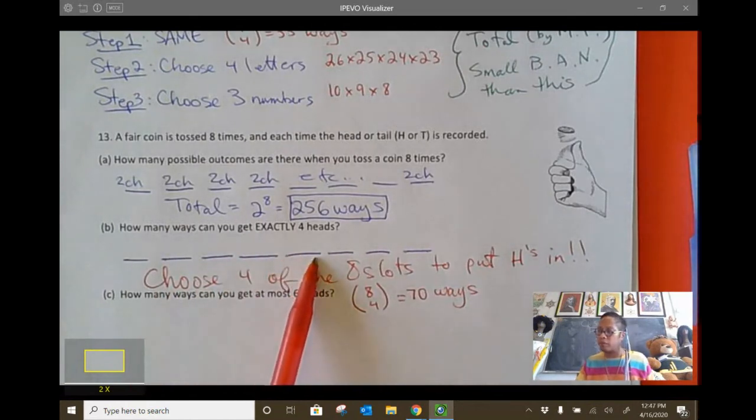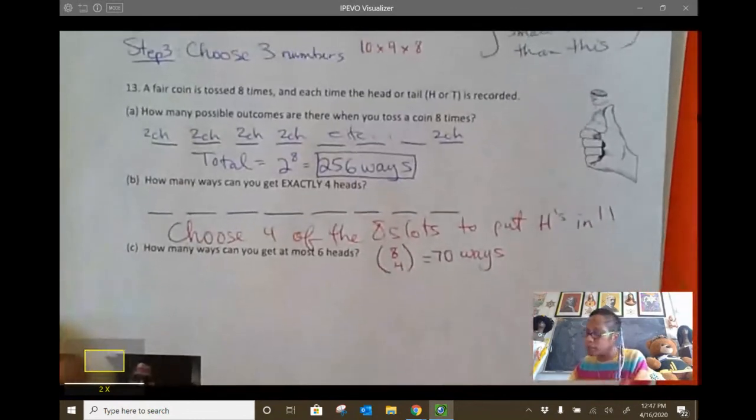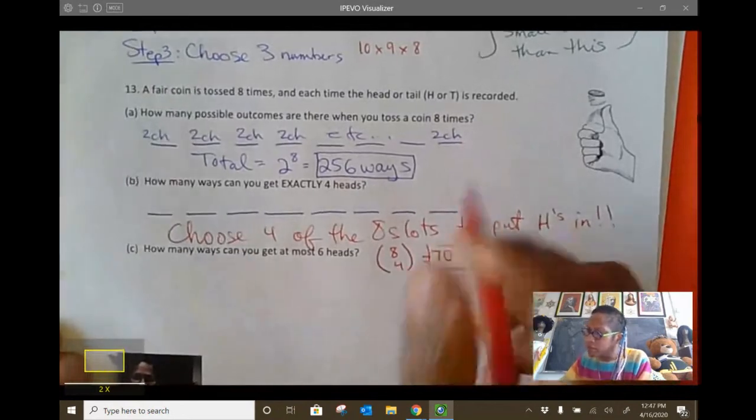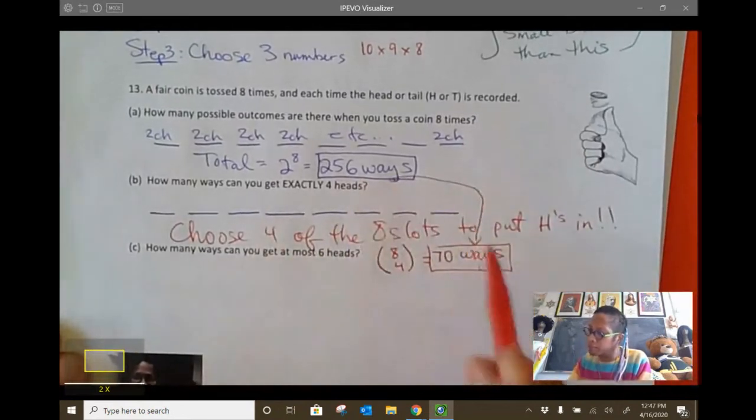Do I have to count where the tails go? No, you know where the tails are going. They're going wherever the heads aren't. Okay, so 70 ways to get exactly 4 heads.